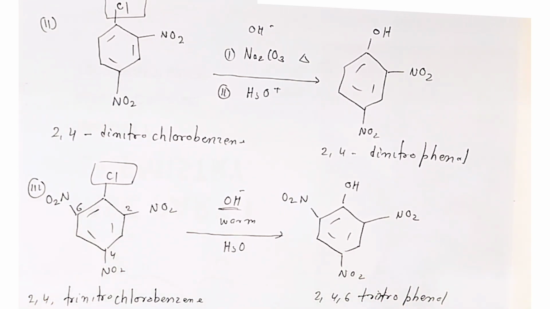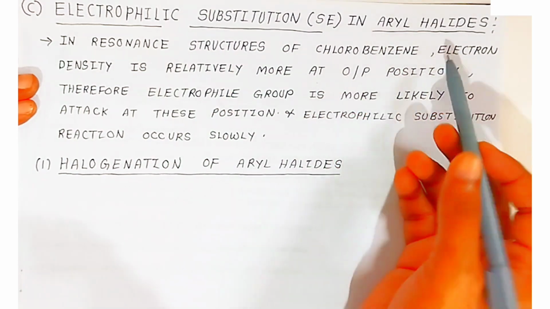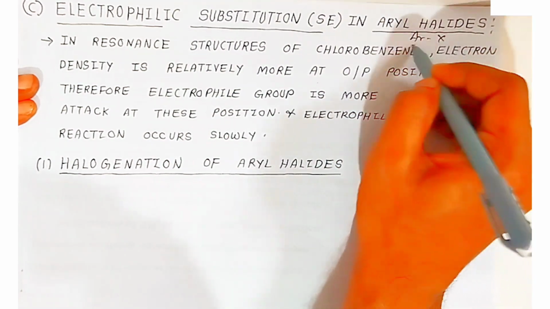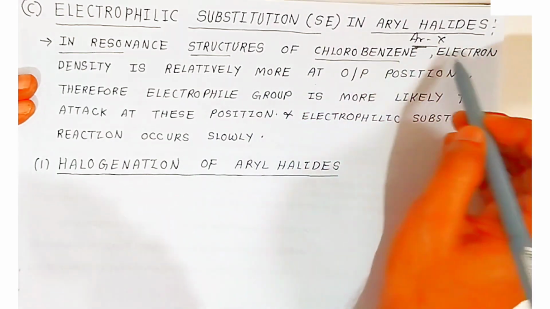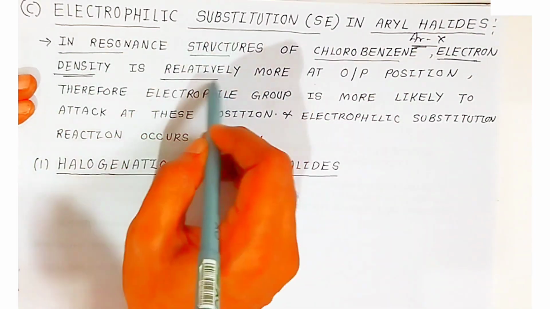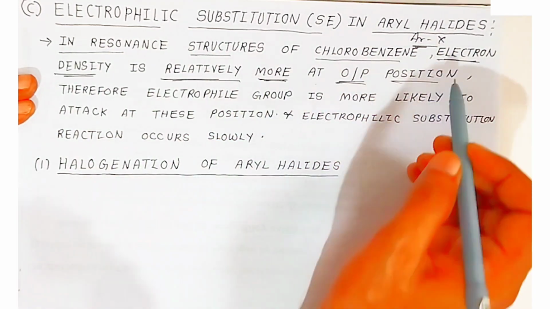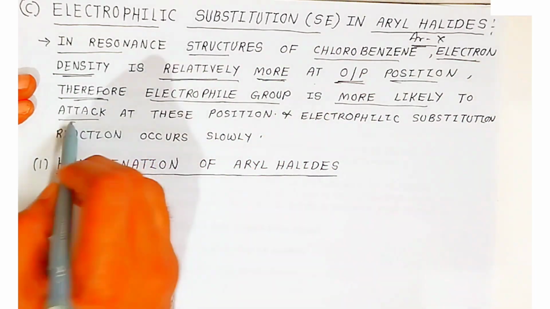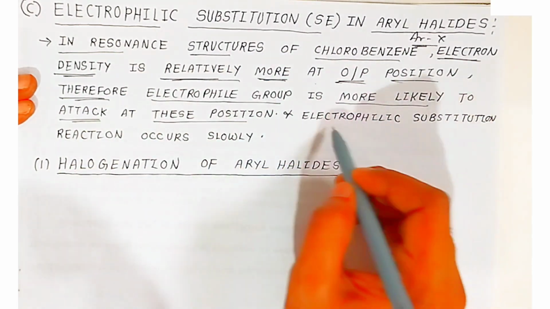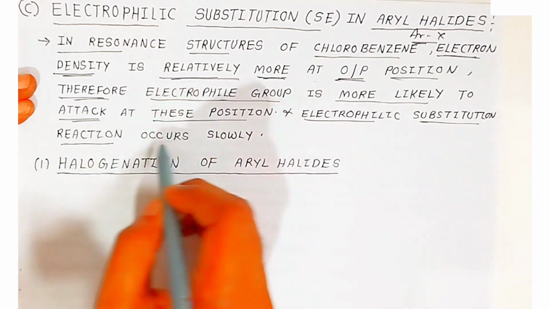Understanding, students, this is very important. Electrophilic substitution reaction in aryl halide. In the resonance structure of chlorobenzene, the electron density is relatively more at ortho and para positions. Therefore, an electrophilic group is more likely to attack at these positions. Therefore, the electrophilic substitution reaction occurs very slowly.